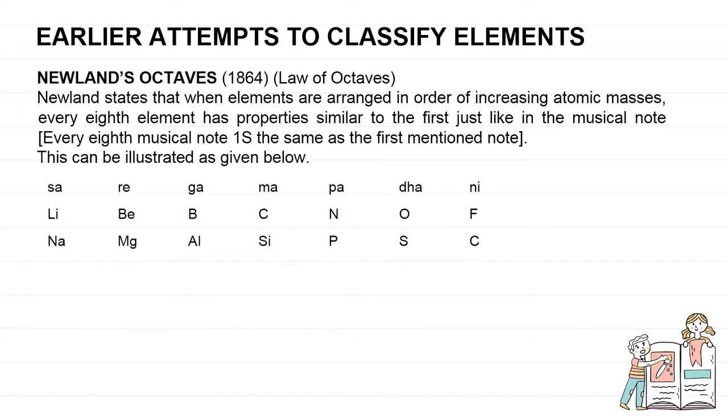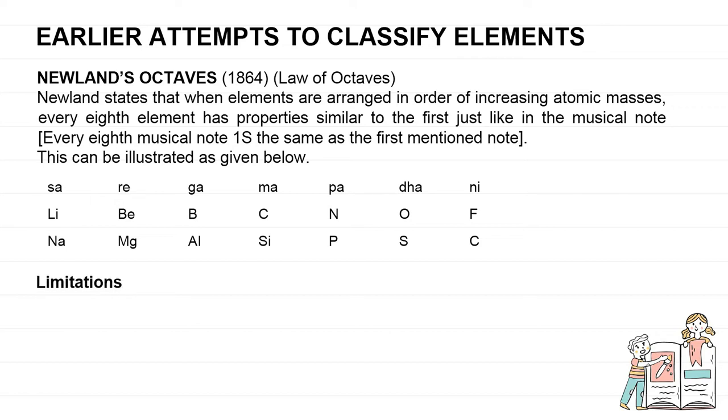Like Sa, Re, Ga, Ma, Pa, Dha, Ni, similarly we have lithium, beryllium, boron, carbon, nitrogen, oxygen and fluorine, and these properties are similar to their eighth respective element. That is, lithium's property is similar to sodium, beryllium to magnesium, boron to aluminum, and so on. So this was Newlands' octave.